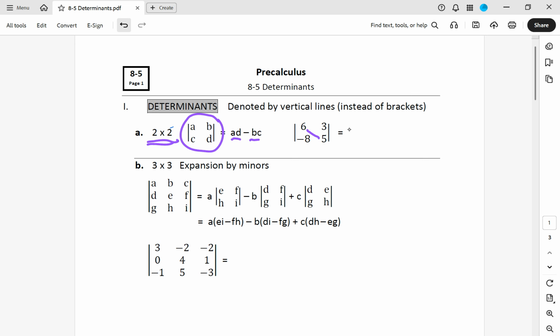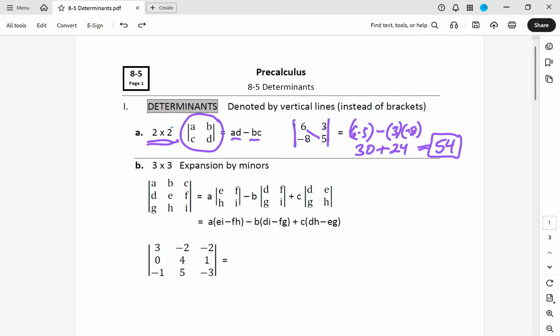So let's do that. 6 times 5 minus negative 8 and 3, or 3 first and then negative 8. 6 times 5 is 30, and minus makes it plus 24, and that's a total of 54, and that single number is the determinant for that matrix. Notice too that these are straight lines. They are not the lines for matrices. When you see just the straight lines, that's an instruction to you to do a determinant.